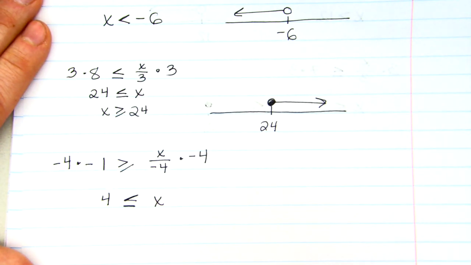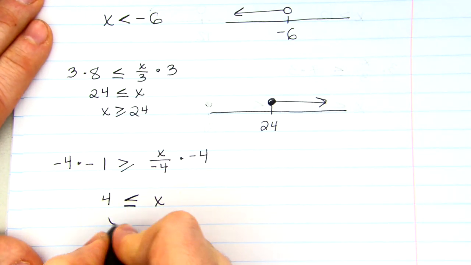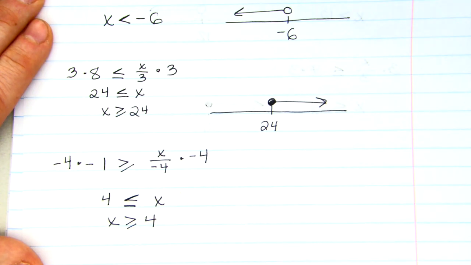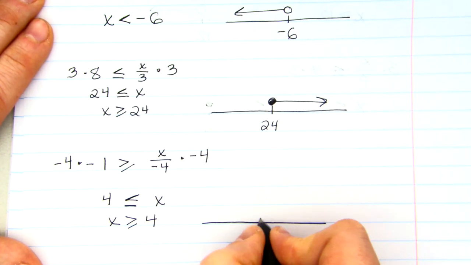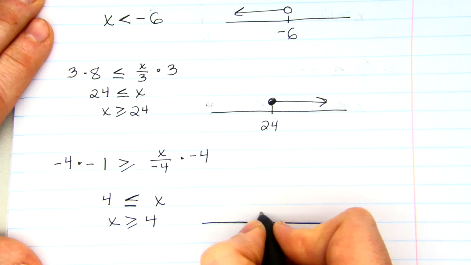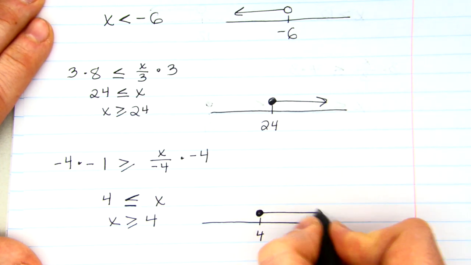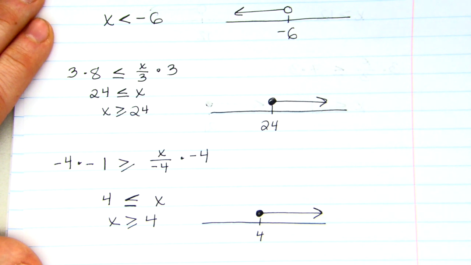But that's still not okay, because I want the x to come first. I'm going to flip everything around and get x is greater than or equal to 4. On the number line, this gives me a tick mark at 4. Closed dot. Point to the right. You go try a bunch of these now in Delta Math.